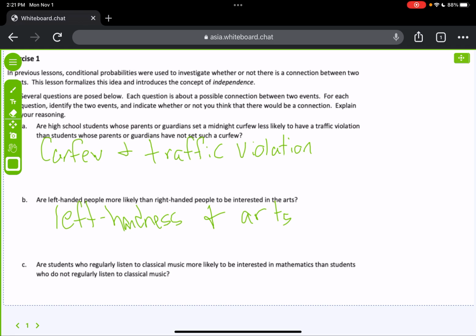Are students who regularly listen to classical music more likely to be interested in mathematics than students who do not regularly listen to classical music? So we're going to say classical music and math. Those are your two events. Okay? Whatever reasons you may have about that.